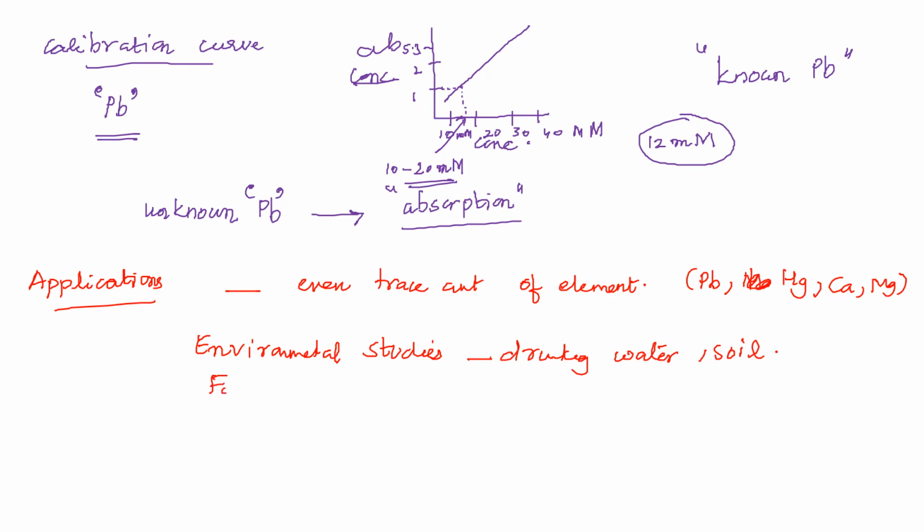Then in the food industry, in pharmaceutical chemistry. That is, in pharmaceutical chemistry, you can find out the concentration of elements in some drugs and all, and in foodstuff, and in environmental studies, etc. So these are some of the important applications and importance of AAS.